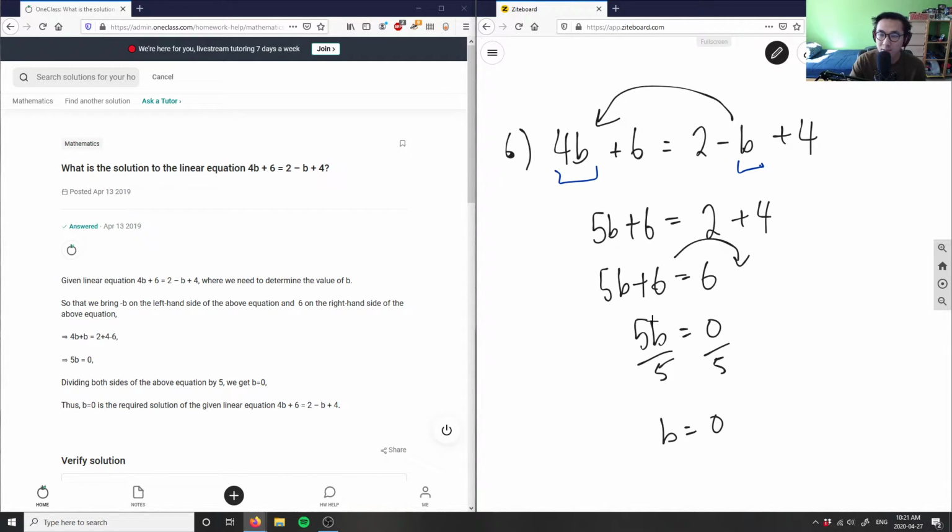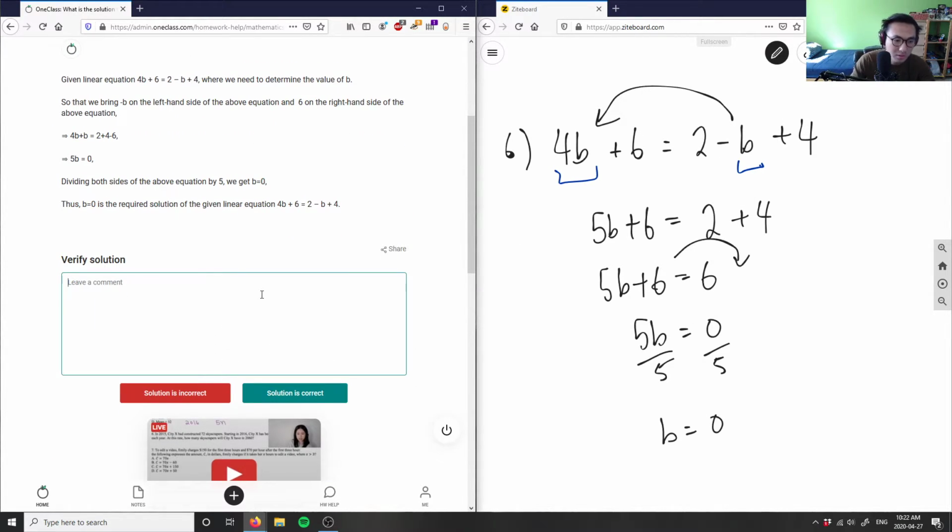So in this case, my solution is satisfied if b equals 0. And as you can see, we got the same answer as this student did as well. They also collected like terms, so they had 5b equals 0. They divided both sides by 5, which is b equals 0. Therefore, b equals 0 is a solution to this linear equation. So the solution here is correct. Great solution and analysis.